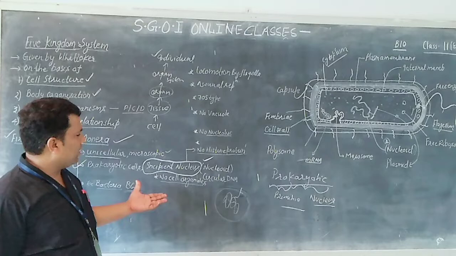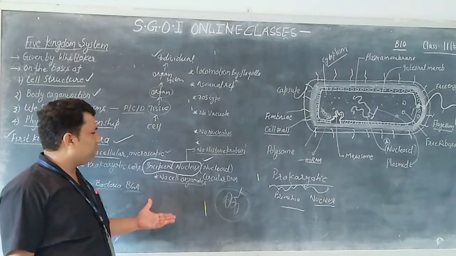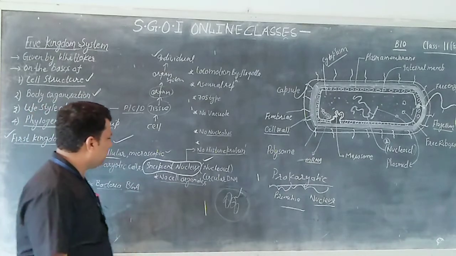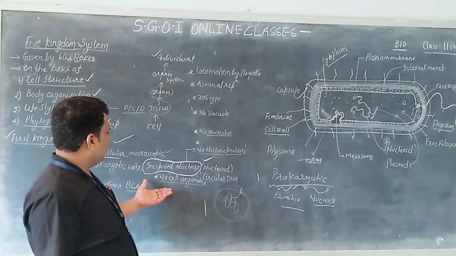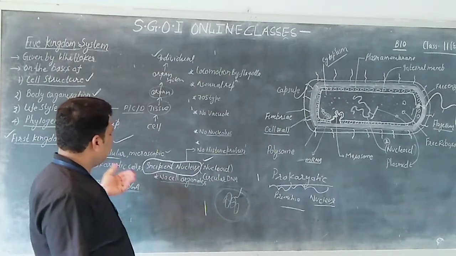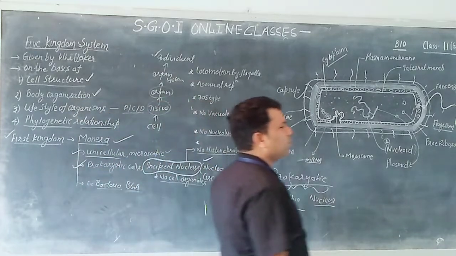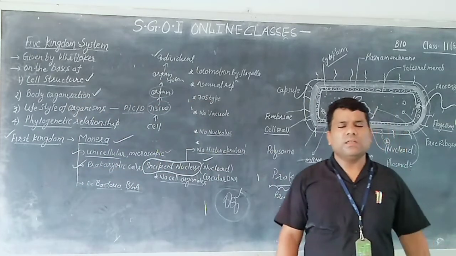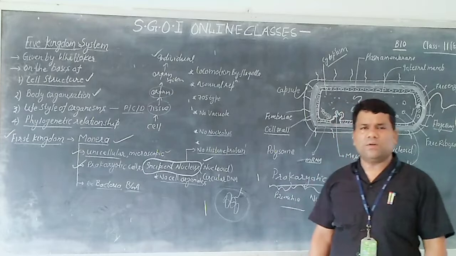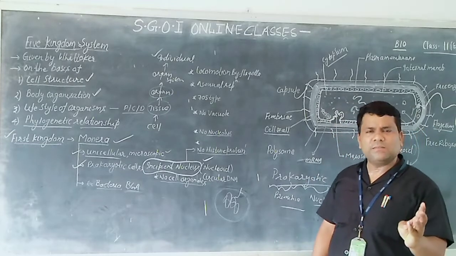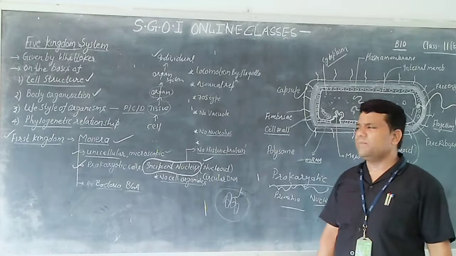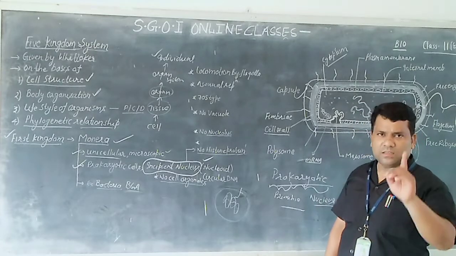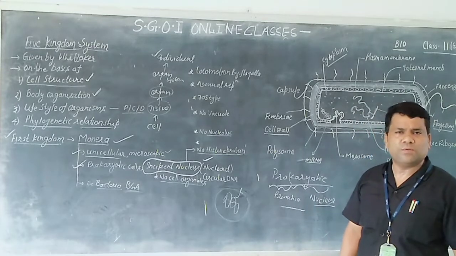So what is incipient nucleus? Incipient nucleus is that type of nucleus which does not have any nuclear membrane. So this is the most important characteristic of prokaryotic cells, and in prokaryotic cells you know that no cell organelles are found. It means that mitochondria, endoplasmic reticulum, Golgi complex, these types of organelles cannot be found in a prokaryotic cell.